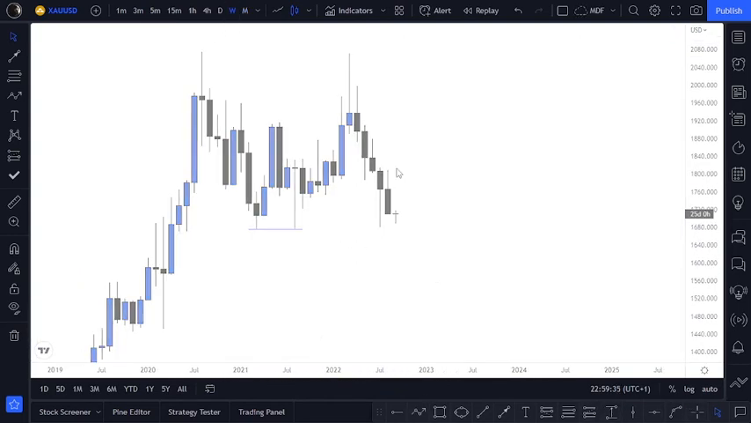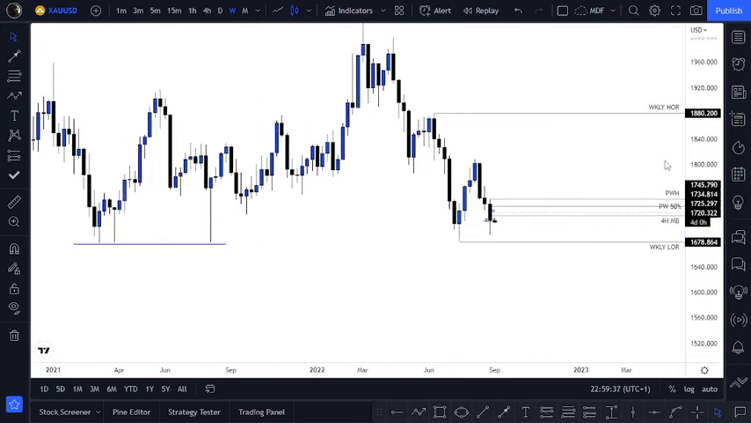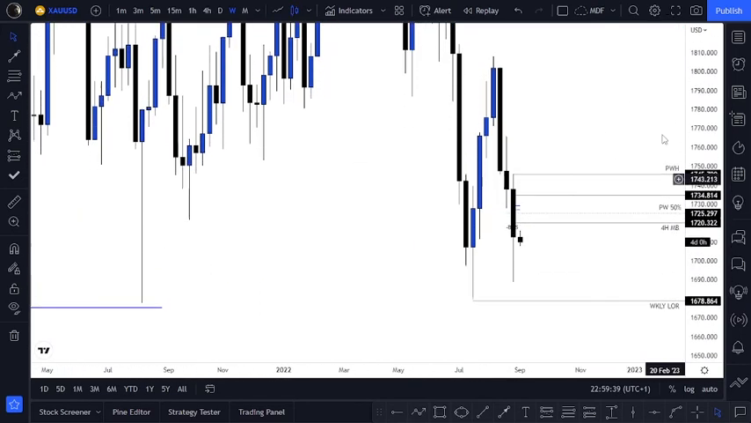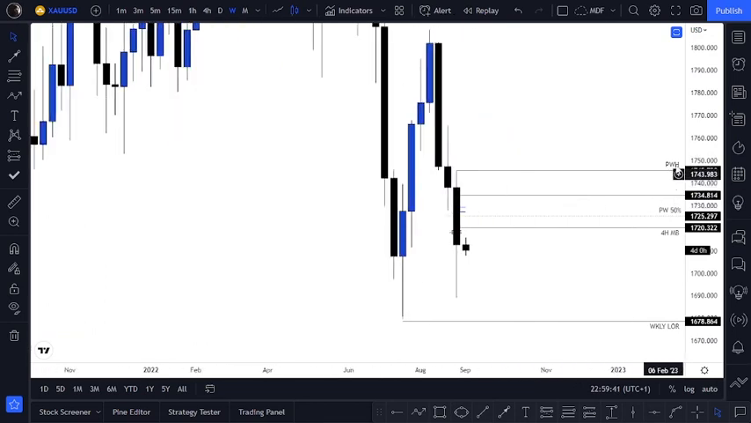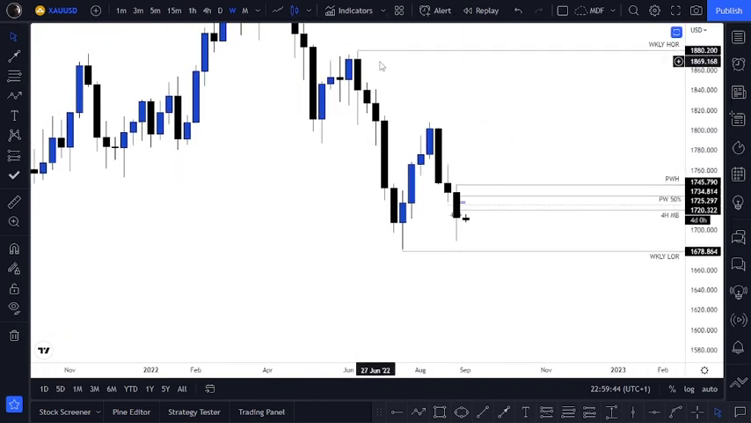So now I'm looking into weekly here. You see here on weekly, we had a high here, we had a low here, price retraced back into premium price, then dropped.